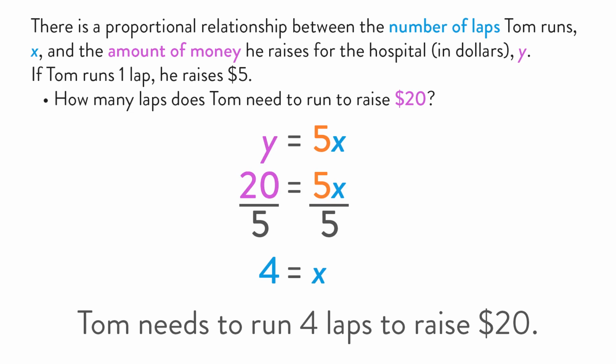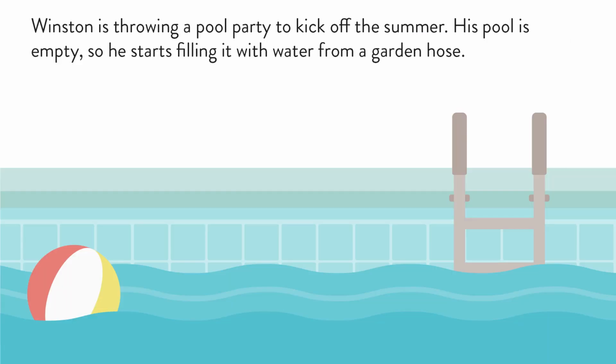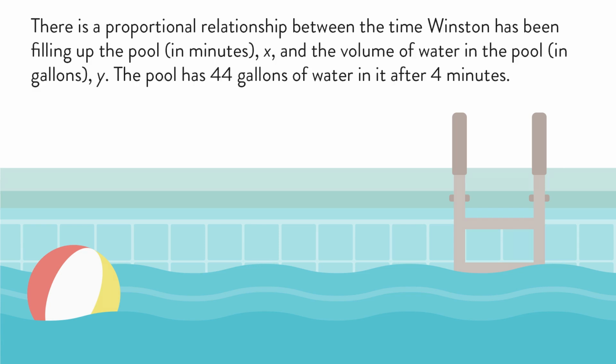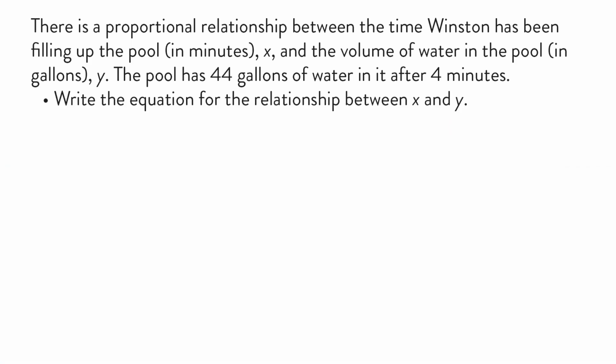Let's try another. Winston is throwing a pool party to kick off the summer. His pool is empty, so he starts filling it with water from a garden hose. There is a proportional relationship between the time Winston has been filling up the pool, in minutes, x, and the volume of water in the pool, in gallons, y. The pool has 44 gallons of water in it after 4 minutes. Write the equation for the relationship between x and y.